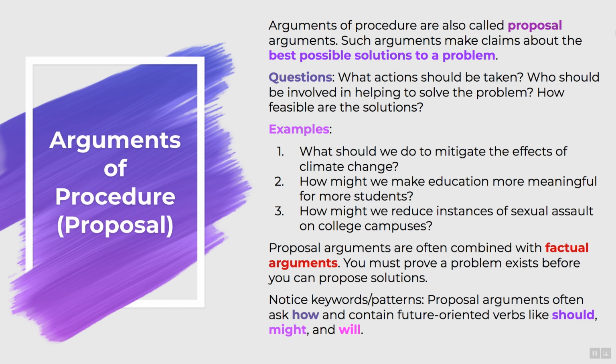And the fifth main type of argument is arguments of procedure, which I often call proposal arguments, because you're proposing a change or you're proposing solutions to a problem. So the questions for proposal arguments are: what action should be taken? Who should be involved in helping to solve the problem? How feasible are the solutions?